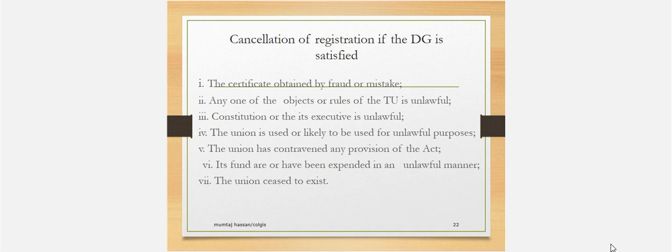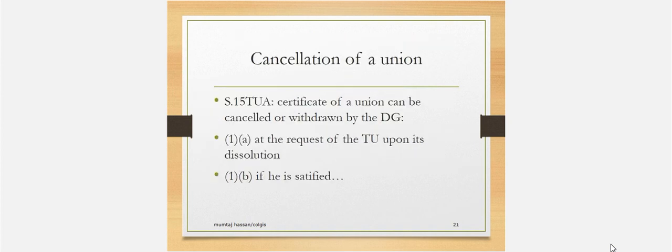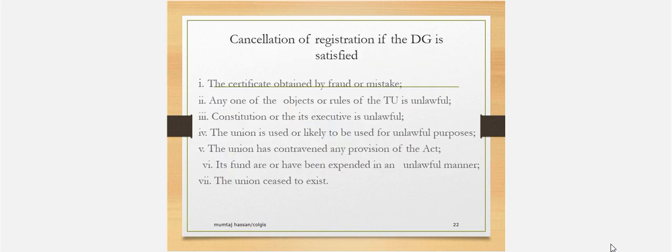You can see it is in section 15. Subsection A is where the trade union themselves want to dissolve or cancel the certificate, but B is when the Director wants to take his own action. So there are two different subsections there. He can also deregister the trade union if he is satisfied that any of these reasons apply.